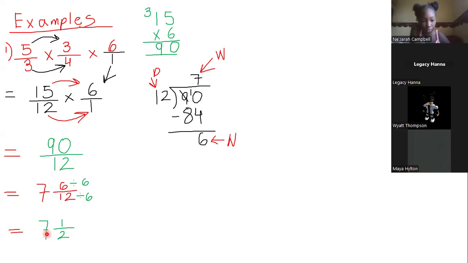Say it again. And then you simplify, and then after you got 7 and 1 over 2. How did we get that? You simplify what? You simplify 6 over 12 by 6. Okay. Good.